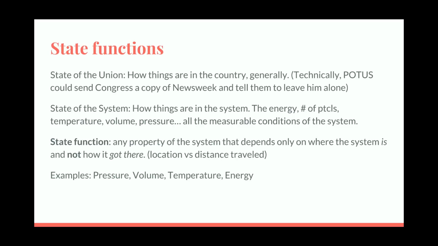The state of the system is how things are in the system. You're talking about any measurable quality or quantity of the system. You could talk about the charge, the number of particles, the temperature, the volume, the pressure, any kind of energy, gravitational, chemical, electrostatic, all these different things. Anything you can measure, really. It can be part of the state of the system. So a state function is any property of the system that only depends on the state of the system. It could be temperature, pressure, volume, any number of things that only depend on where the system is and not how it got there.